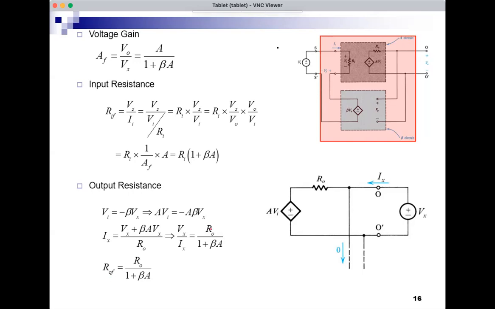Rof is the original output resistance of the amplifier without feedback, Ro, divided by 1 plus beta A. So this is the Ro of the amplifier without feedback. And for the amplifier with feedback, inside the red box, the output resistance would be the original divided by 1 plus beta A, and therefore it's smaller and possibly much smaller than the original output resistance.